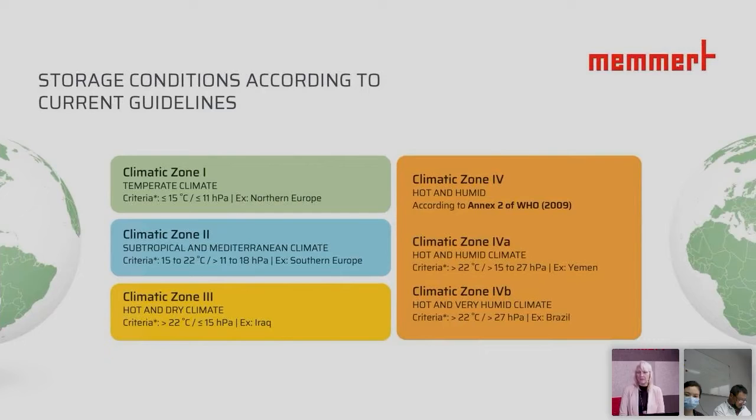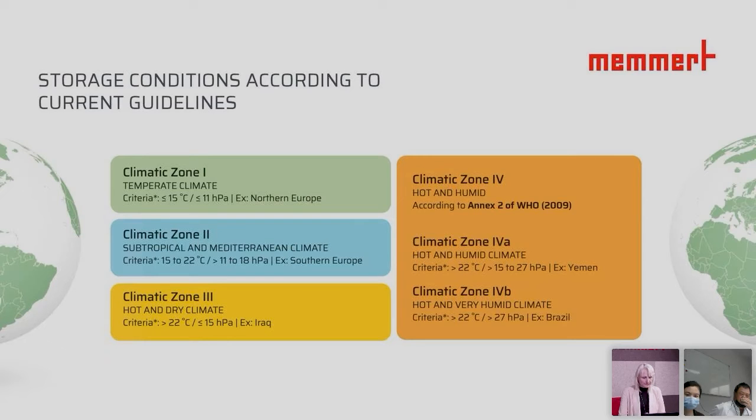Let's have a look at the different climate zones. Climate zone 1 is temperate climate, which refers to Northern Europe. Climate zone 2 is subtropical and Mediterranean climate, for example Southern Europe. Climate zone 3 refers to hot and dry climate, like it might be in Iraq. Climate zone 4 is hot and humid. Climate zone 4A is hot and humid climate, for example Yemen, and 4B is hot and very humid climate, for example Brazil or Southeast Asia.